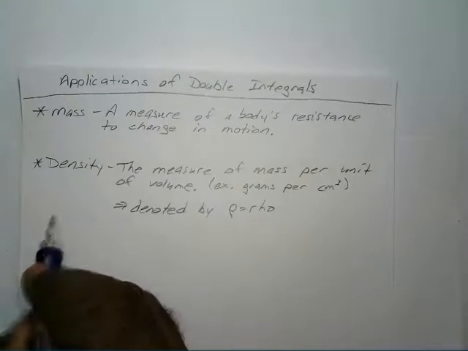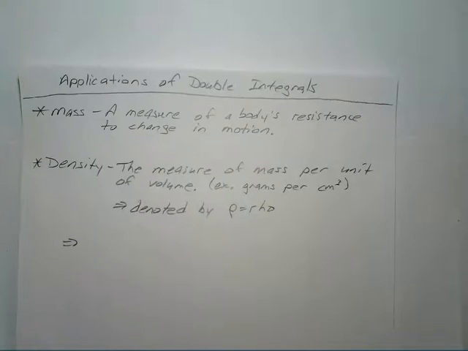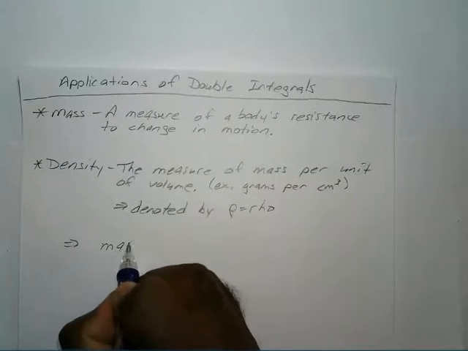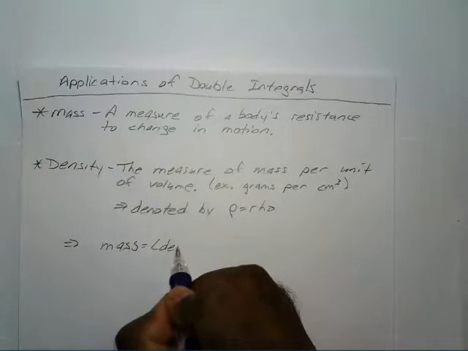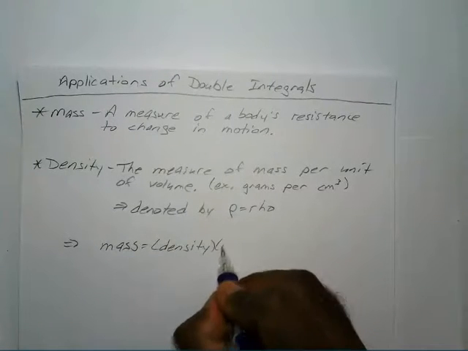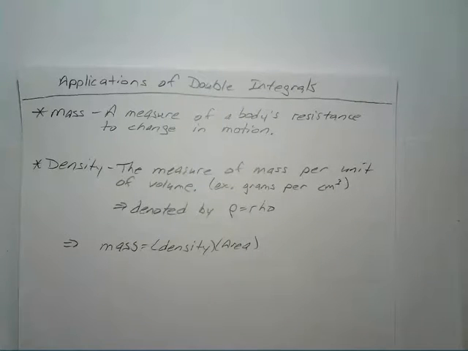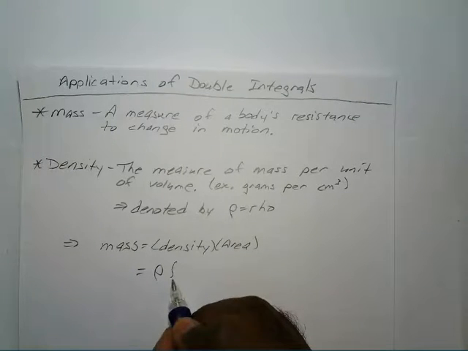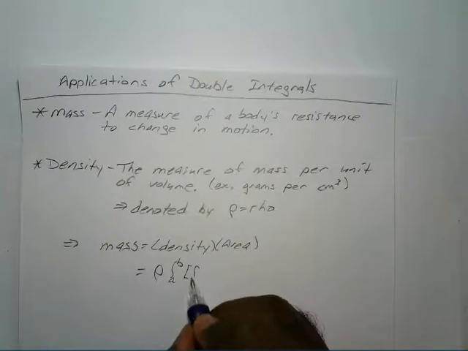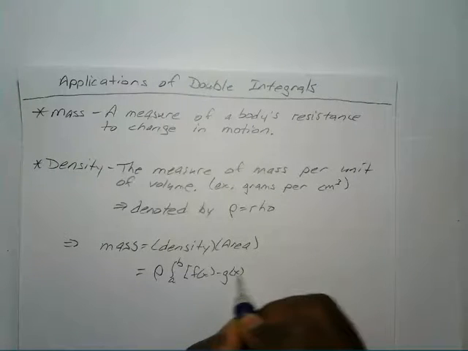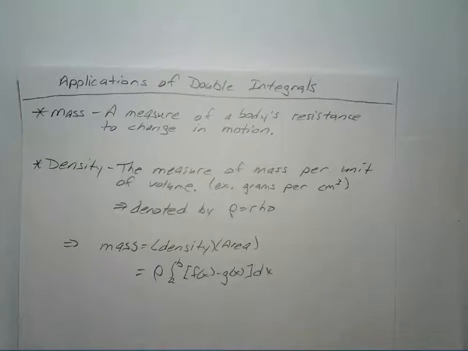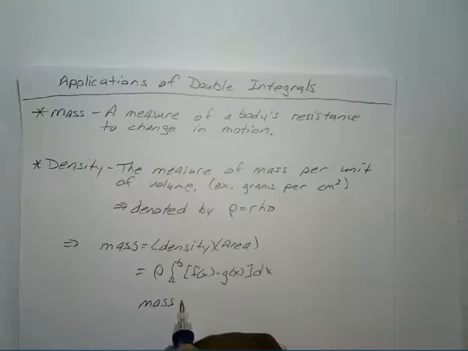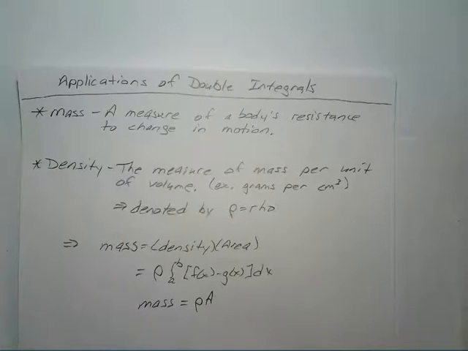All right, so one of the formulas for mass is mass equals force divided by acceleration, but since we're using double integrals, we're not looking at that formula. We're looking at the formula for mass equals density times the area. Our density is rho, and our area is the integral between a and b of f of x minus g of x with respect to x. So one of the formulas for mass is rho times the area.